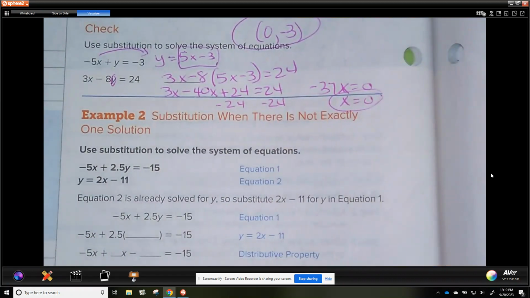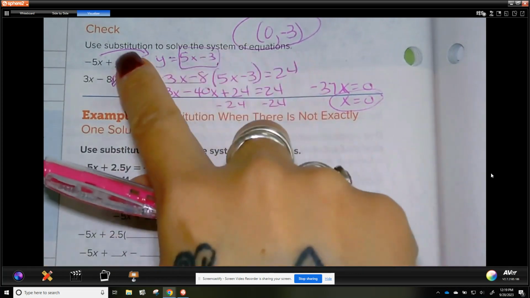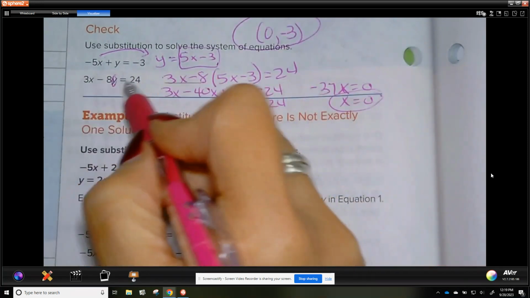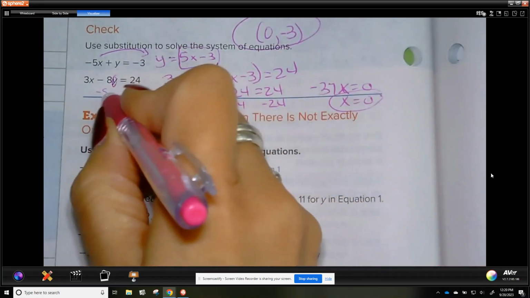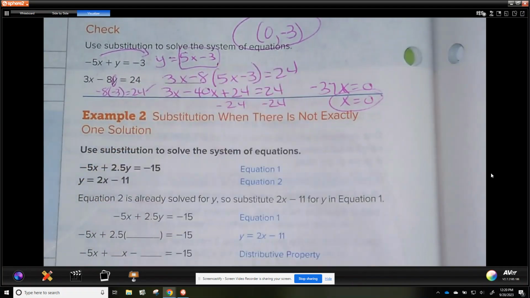And there's my solution. It's always a good idea to get in the habit of checking it in the original. So I know this works for the first equation. Now we could check it in the second one. So 0 makes that go away. -8 times -3 is 24. So that works. So the solution is correct.